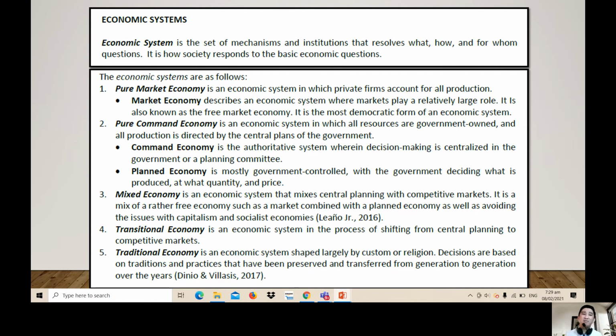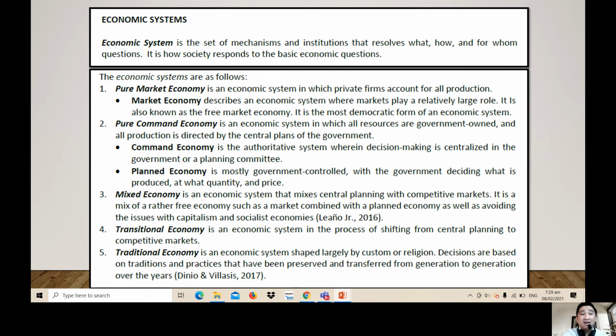May mga command economy na tayo. For example, si China, si North Korea. Ayun, mga command economy. Wala silang choice. The market has no choice but to obey the policies. Planned economy, mostly government controlled din yan, with the government deciding what to produce, at what quantity, and at what price.